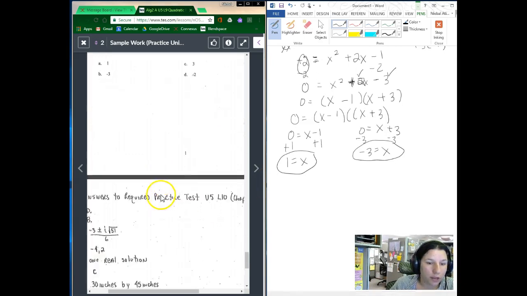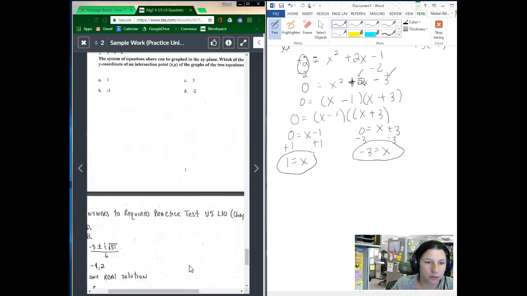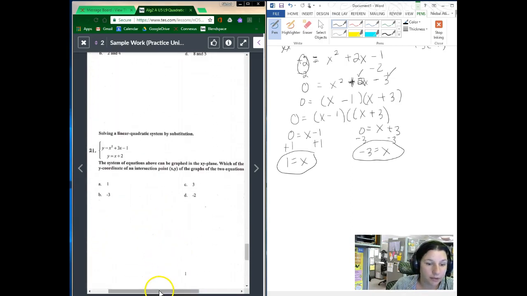And then you go to your answer key and you say, okay, the answer is B, and you scroll down to check your answers. You say, wait a minute, why is it telling me the answer is C? Well, like I said, it's an SAT question. They're a little tricky. Have to read the directions.